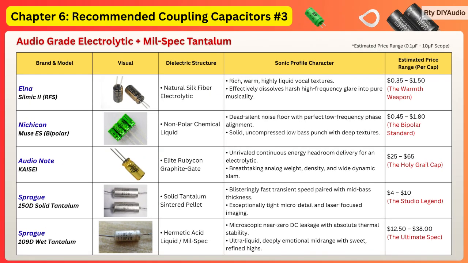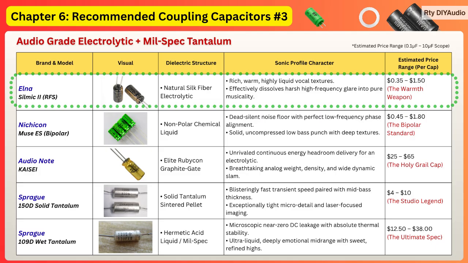Let's close Chapter 6 with Part 3, exploring audio-grade electrolytic and Mil-Spec tantalum capacitors. When deploying chemical formulas as coupling nodes on low-voltage operating input rails, you must strictly implement our strategic safety law. Keep your factory-rated voltage tight, ideally between 25 to 50 volts maximum, to ensure incomplete dielectric forming never stalls your burn-in mechanism. Look at our final selection matrix.